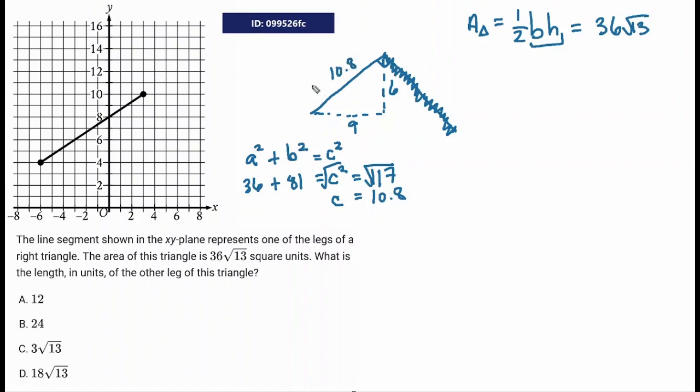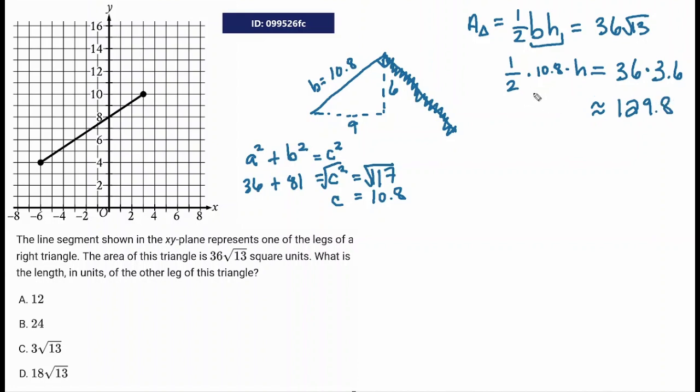And I'm going to call that the base. So it's half of 10.8 times the height is 36 root 13. Ballpark. What's root 13? It is about 3.6. So this is 36 times about 3.6. And again, you've got to just put that in your calculator. And what you're going to get is about 129.8.